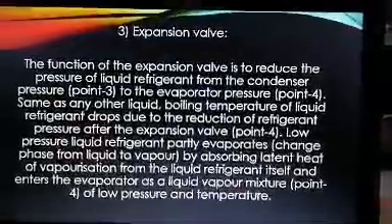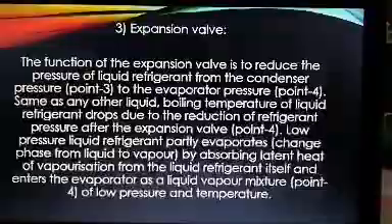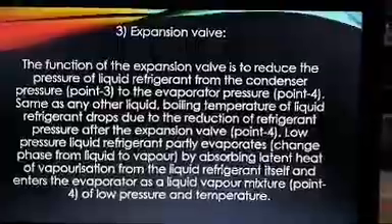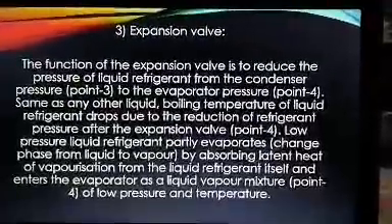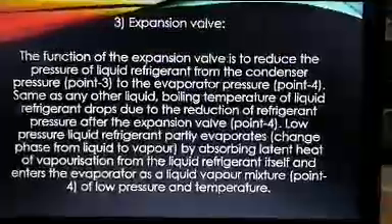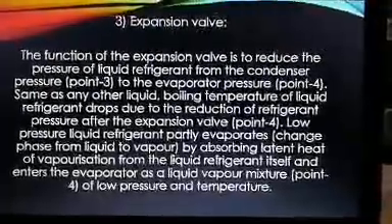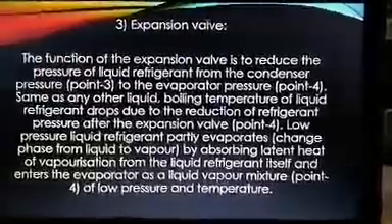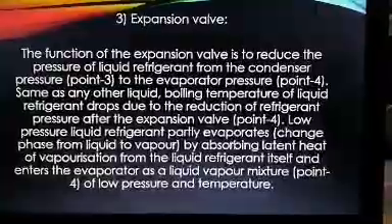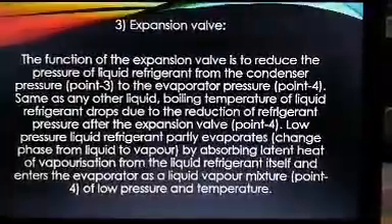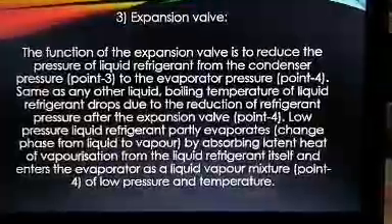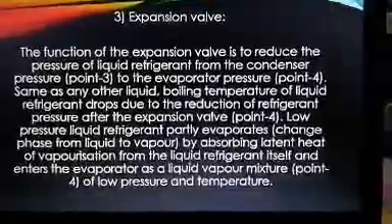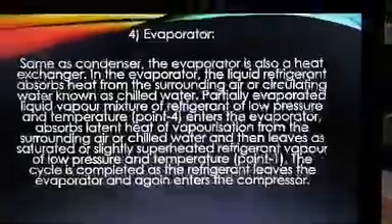Expansion valve. The function of the expansion valve is to reduce the pressure of liquid refrigerant from the condenser pressure, point 3, to the evaporator pressure, point 4. Same as any other liquid, the boiling temperature of liquid refrigerant drops due to the reduction of refrigerant pressure after the expansion valve, point 4. Low pressure liquid refrigerant partly evaporates, changing phase from liquid to vapor by absorbing latent heat of vaporization from the liquid refrigerant itself, and enters the evaporator as a liquid vapor mixture. Point 4 is of low pressure and temperature.